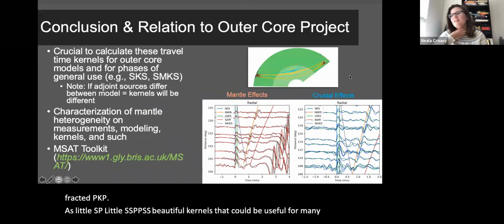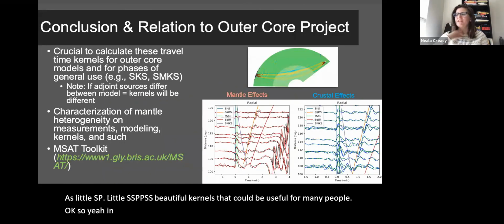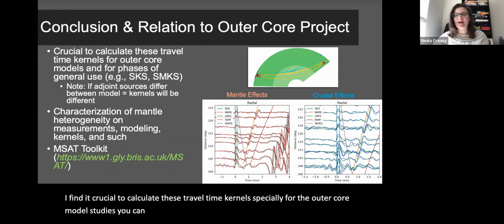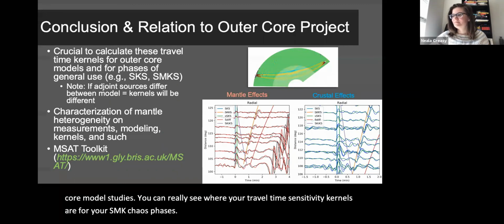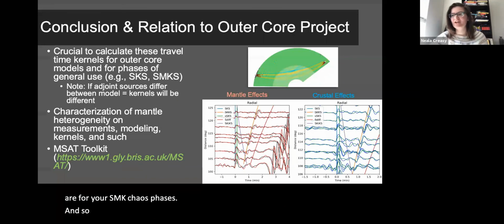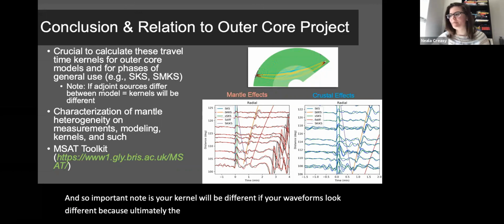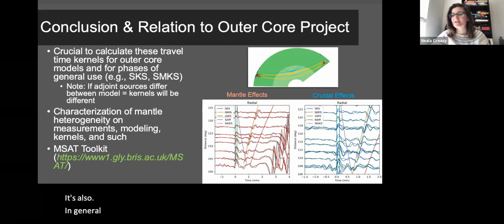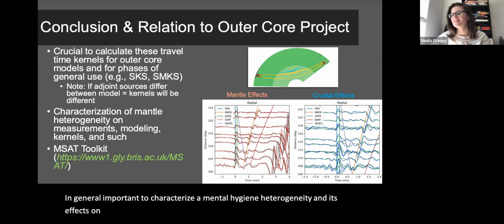Okay, so in conclusion, I find it crucial to calculate these travel time kernels, especially for outer core model studies. You can really see where your travel time sensitivity kernels are for your SKKS phases. The important note is that your kernels will be different if your waveforms look different, because ultimately the adjoint source will look different as well, and that will result in a different solution. It's also, in general, important to characterize mantle heterogeneity and its effects on measurements, modeling, kernels and such, because it hasn't really been explored yet.